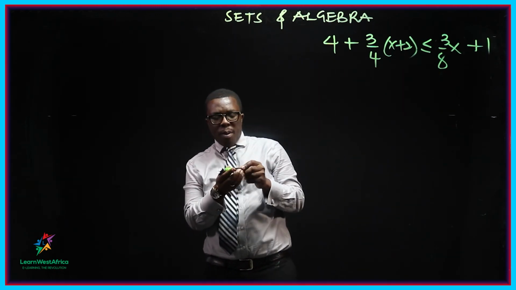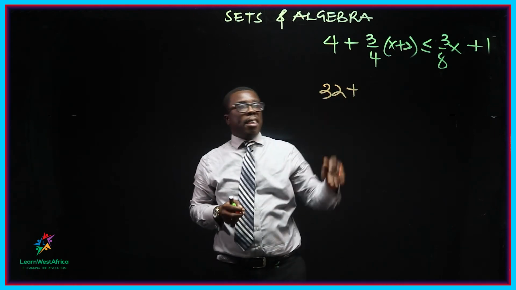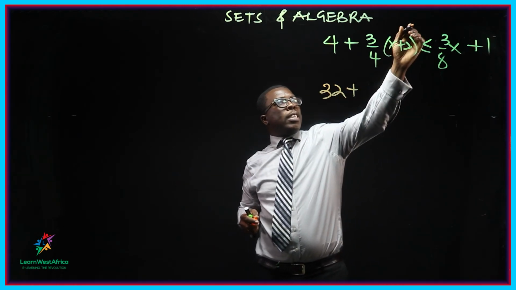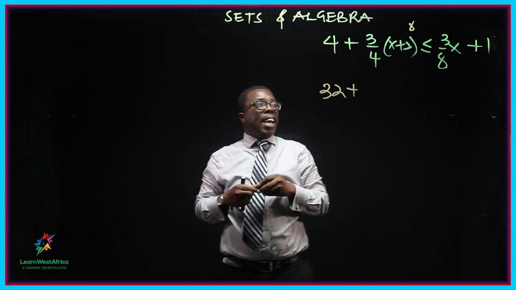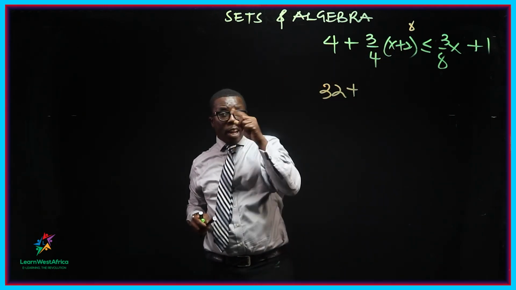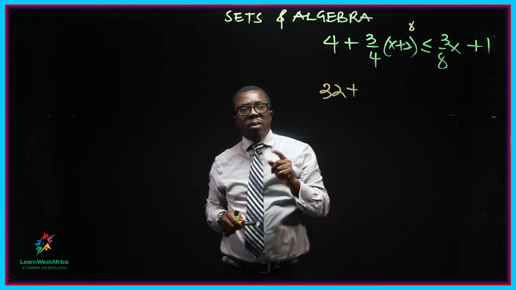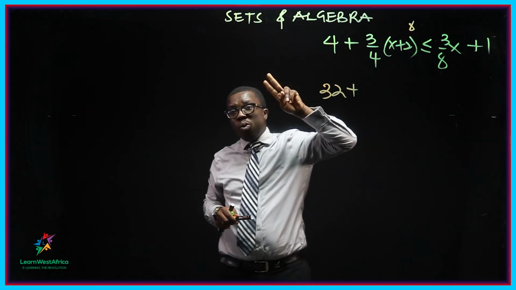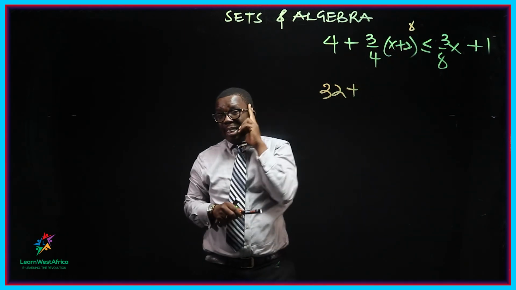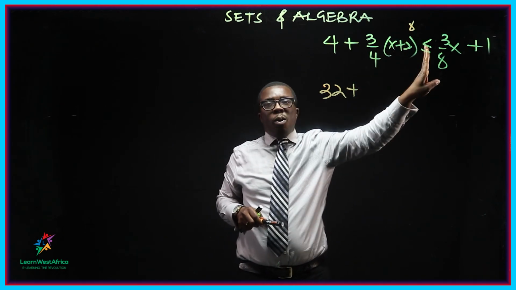So 8 times 4 is 32. Now 8 multiplies the next term. 8 multiplies the fraction: the 4 divides into 8, which gives 2. Then 2 multiplies 3 to give 6. The 8 multiplies the whole bracket.